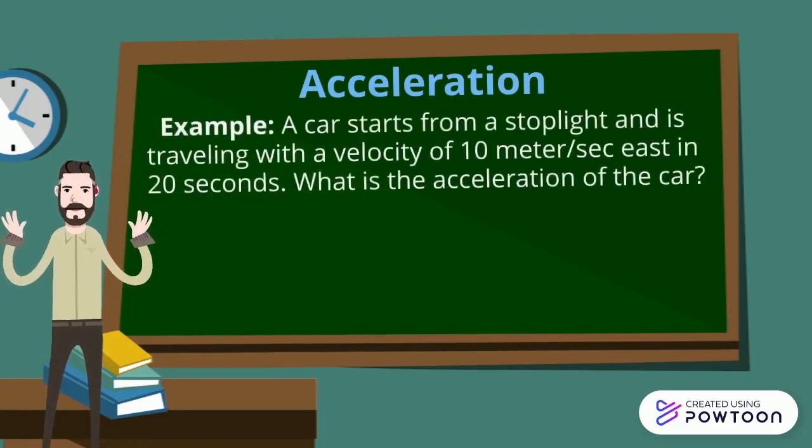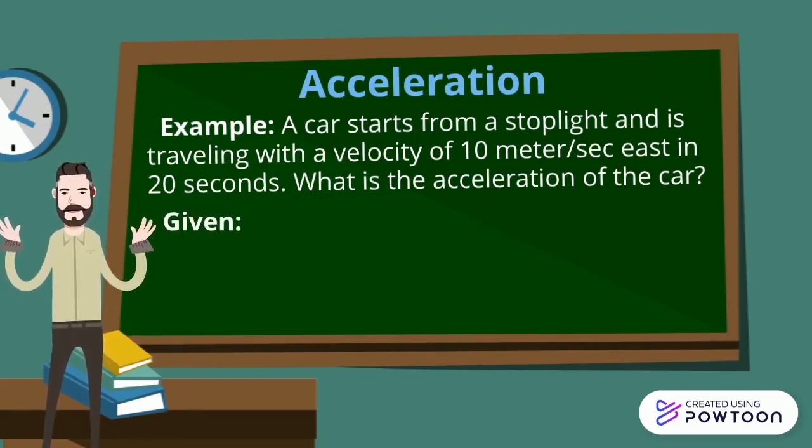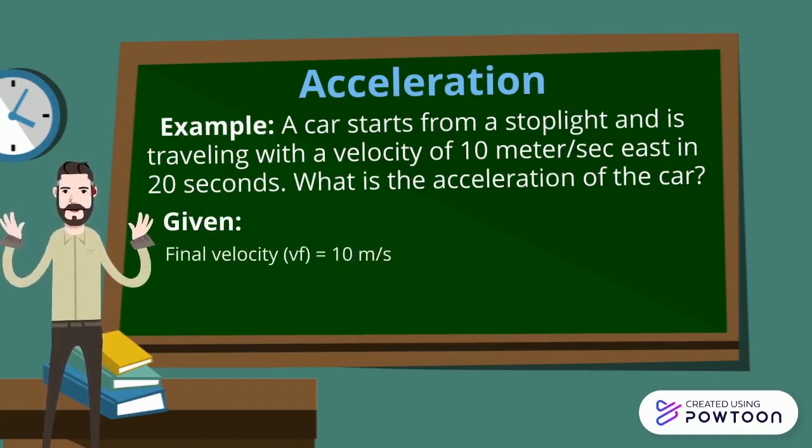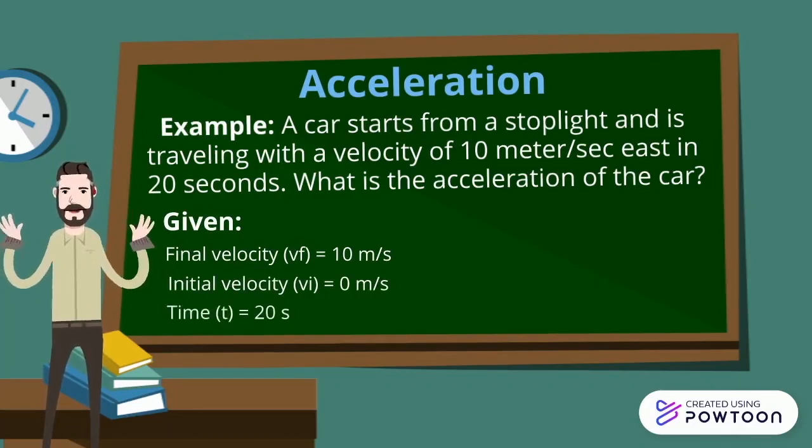A car starts from a stoplight and is traveling with a velocity of 10 meters per second east in 20 seconds. What is the acceleration of the car? First, identify the information that are given in the problem. The final velocity is 10 meters per second. The initial velocity is 0 meters per second, and our time is 20 seconds.